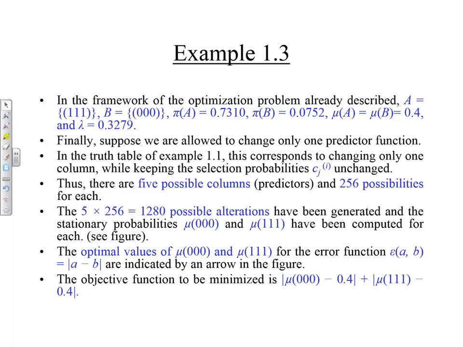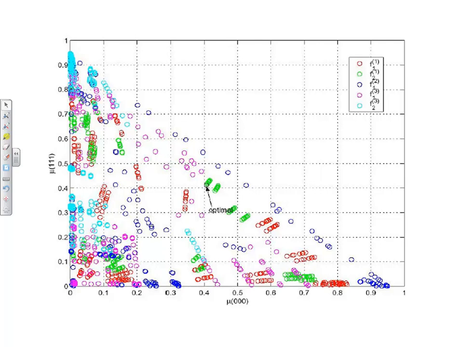And finally, suppose we are allowed to change only one predictor. In the truth table of that example, this corresponds to changing only one column while keeping the selection probabilities unchanged. Thus, there are 5 possible columns and 256 possibilities for each. So there are 1280 possible alterations. You generate those and calculate the stationary probabilities for these two states for each one of them, and you get a plot like this. You make all these changes, and this is what the diagram looks like.